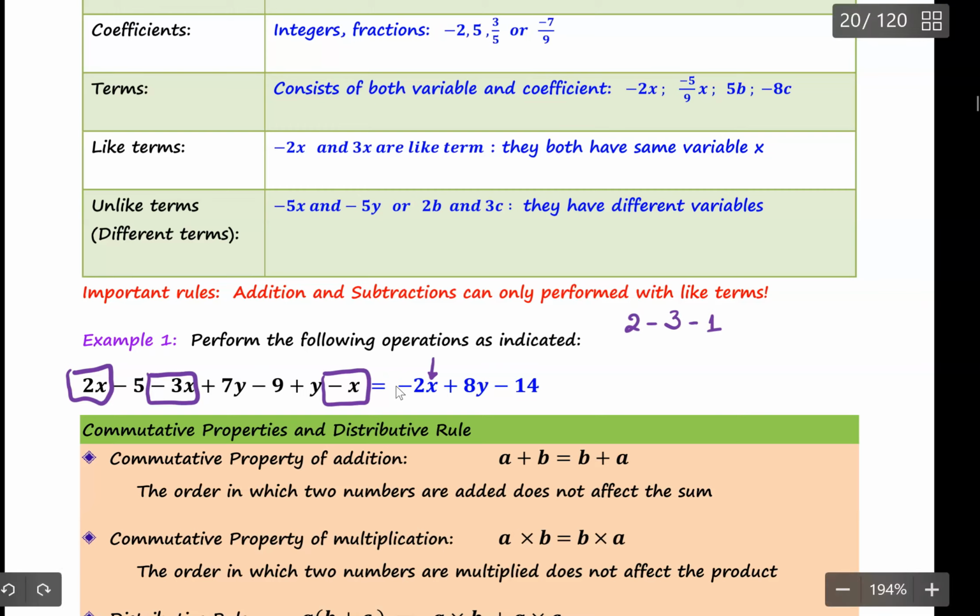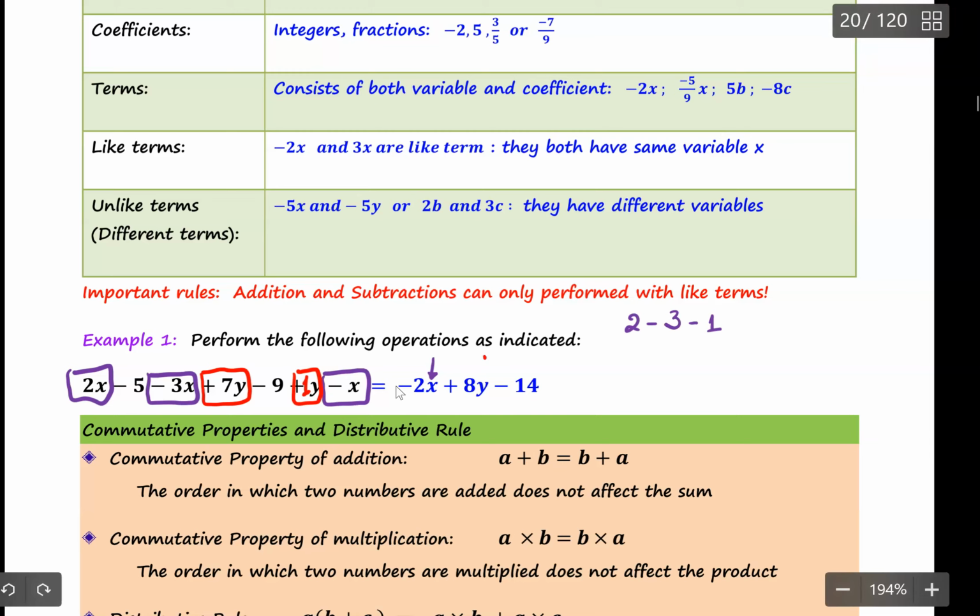Alright, so you have to keep the variable. You only add or subtract the coefficients. Okay, so what is the next like term? The next like term would be the positive 7y and then the positive y. Okay, so if you just have y on its own, the coefficient is invisible, and that invisible number is 1. So basically, you should read it as 1y.